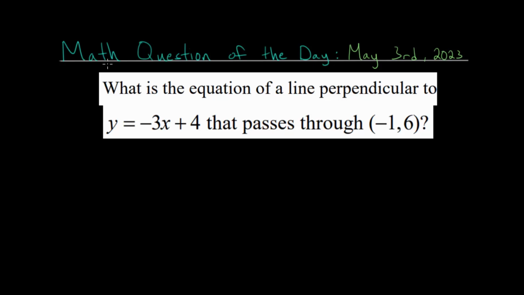In this video, I'd like to talk about the math question of the day for Wednesday, May 3rd, 2023. And with this question, we're asked, what is the equation of a line perpendicular to this linear equation here, y is equal to minus 3x plus 4, that passes through the point minus 1 comma 6.